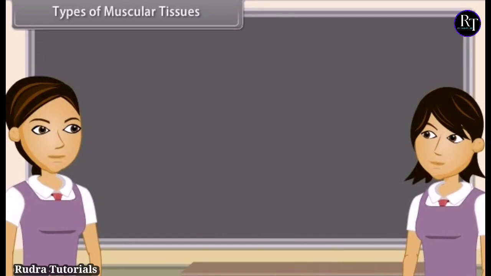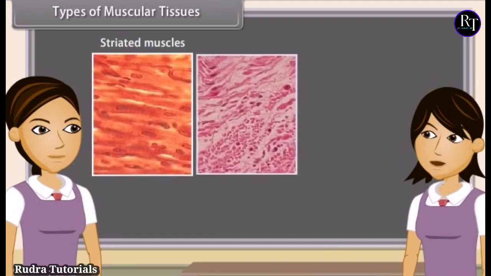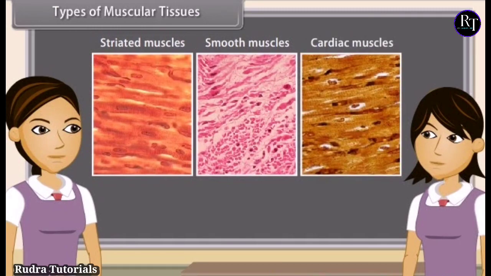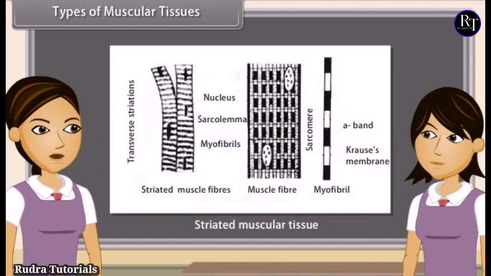Types of muscular tissues. Ankita, on the basis of location, structure and function, muscle fibers are of three types: striated muscles, smooth muscles, and cardiac muscles. Striated muscles are found in limbs, tongue, abdominal wall, pharynx, and esophagus. They have alternate light and dark bands of striations. They are long, cylindrical, unbranched, and multinucleated. These muscles move when we want them to move, so they are also called voluntary muscles.